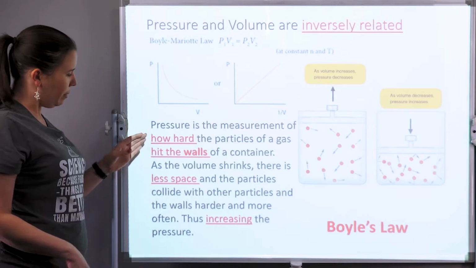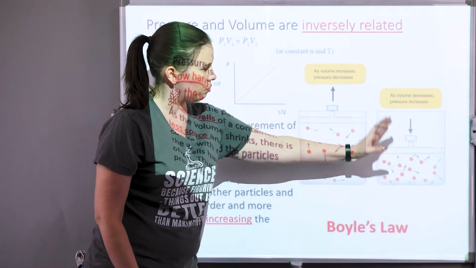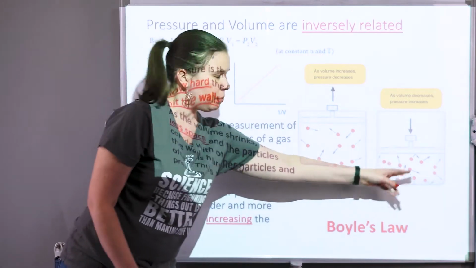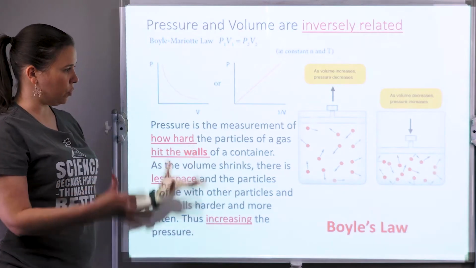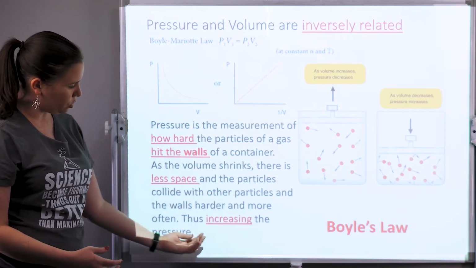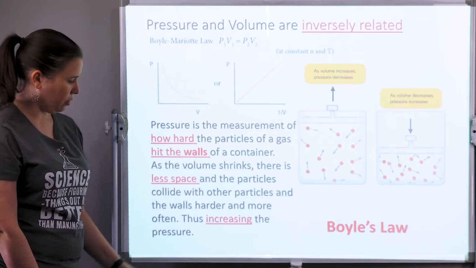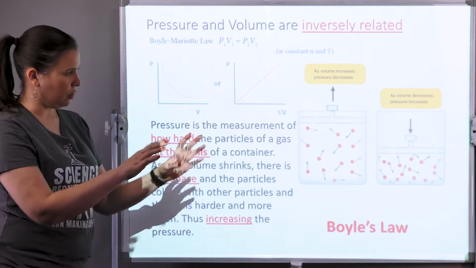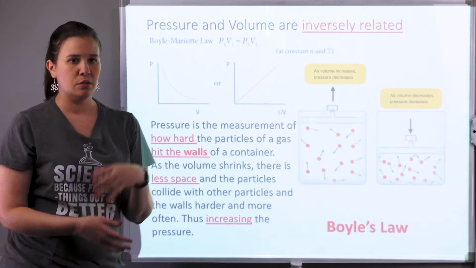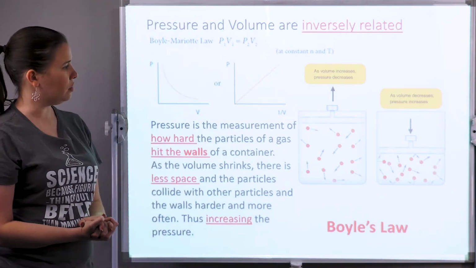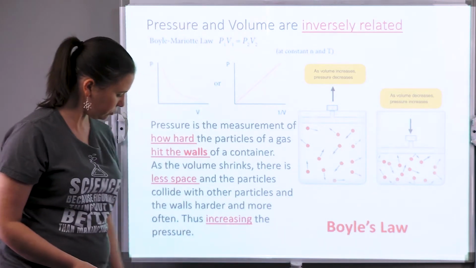And so that is dependent on the space, because if we shrink the space, comparing this picture to this picture where we've decreased the volume, these particles are going to be hitting the walls of the container much more often. And so the force on that outside wall is going to increase, and that's defined as pressure. So we're increasing those collisions with the wall of the container because of the smaller space, so we would measure a higher pressure. So an inverse relationship: smaller volume, higher pressure.